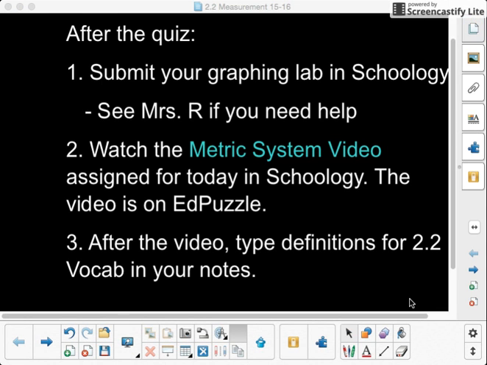These are the notes for Module K, Unit 2, Lesson 2. The topic is measurement and the metric system. Today in class, we took a quiz. After the quiz, I had students watch the metric system video in Edpuzzle. You can find that link on Schoology. And there are definitions for the vocab words in this lesson.